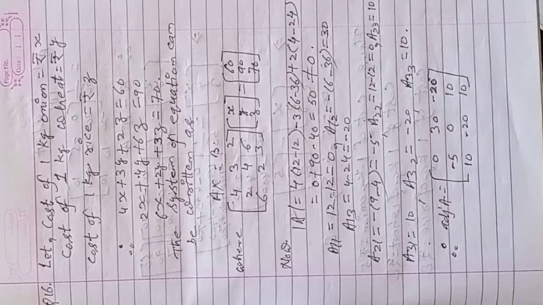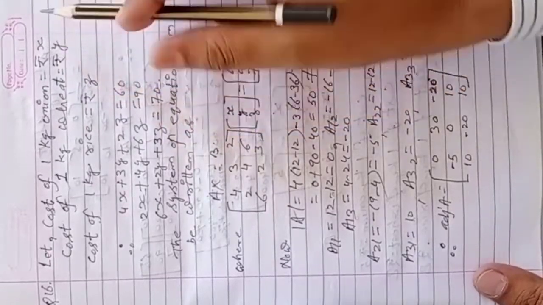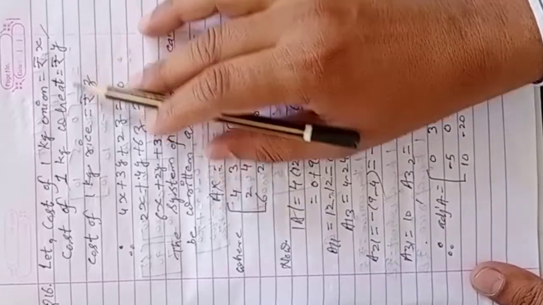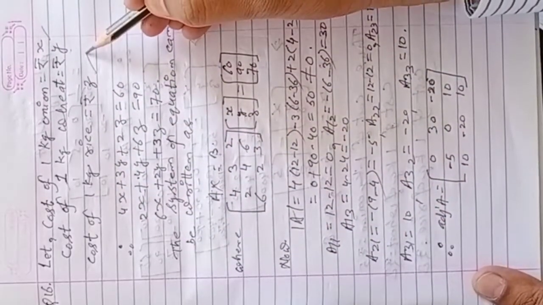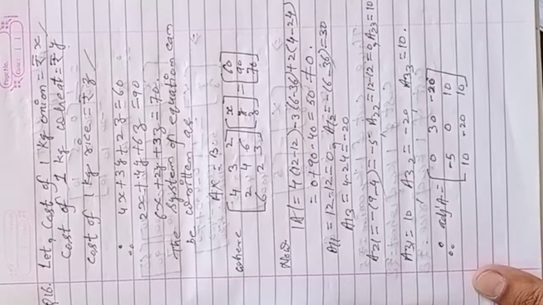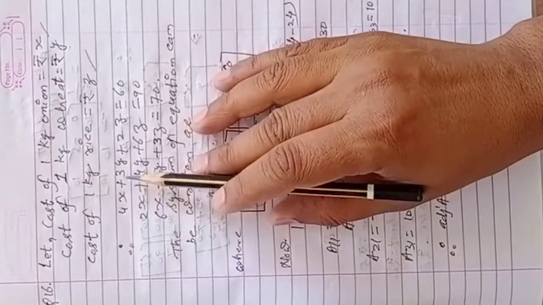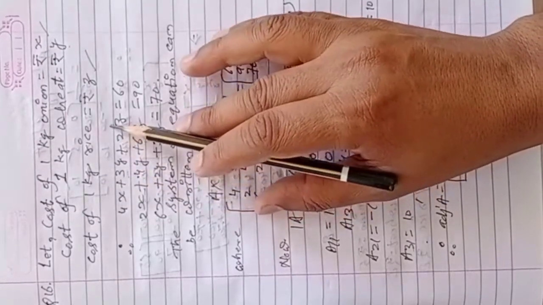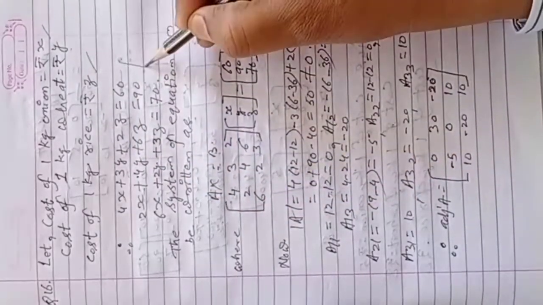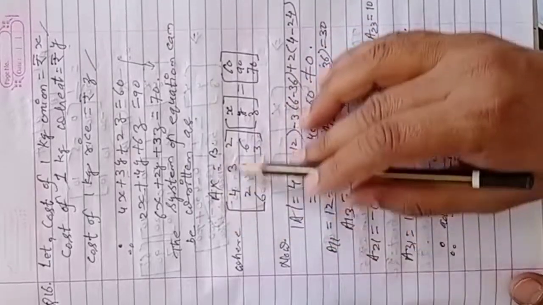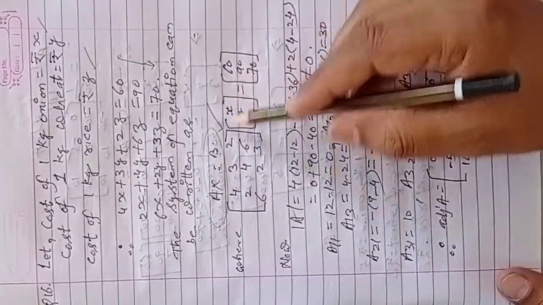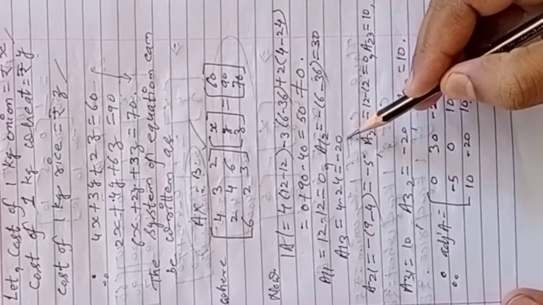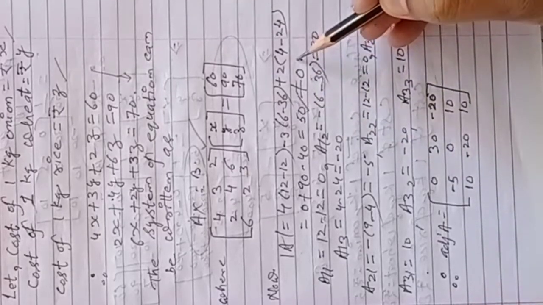First of all, we will let the cost of 1 kg of onion be rupees x. The cost of 1 kg of wheat, let it be rupees y. And the cost of 1 kg of rice, let it be rupees z. So the cost of 4 kg onion will be 4x, and the cost of 3 kg of wheat will be 3y, and the cost of 2 kg of rice will be 2z, is equal to 60. So the equation will be formed like this. Now we will write this system of equations in the form AX is equal to B. So it is coming. Now we will find its determinant. It is coming minus 20. Sorry, it is coming 50, not equal to 0.